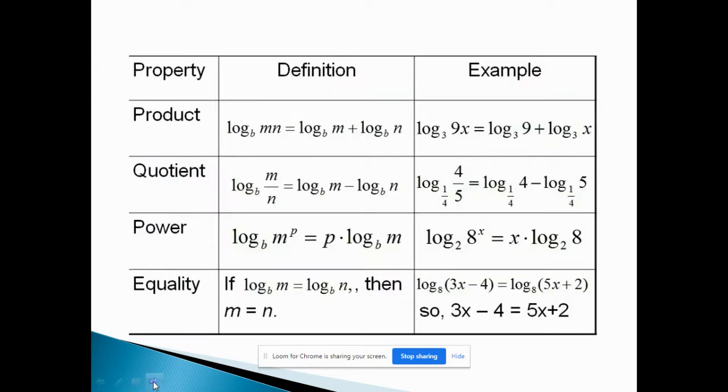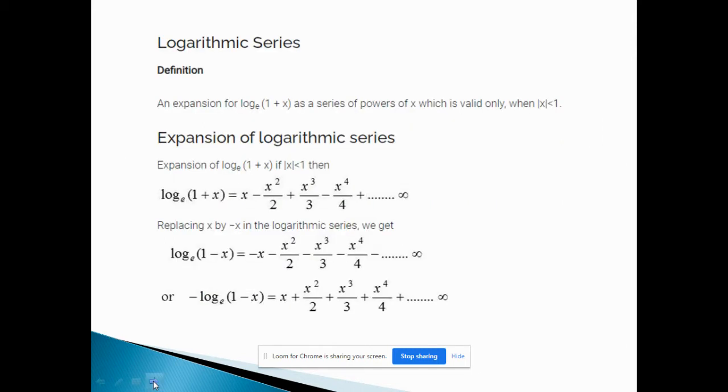So these are the problems based on the basic definition. Next, the definition of the logarithmic series: an expansion for log of 1 plus x as a series of powers of x, which is valid only when mod x is less than 1. So these are the basic expansions.